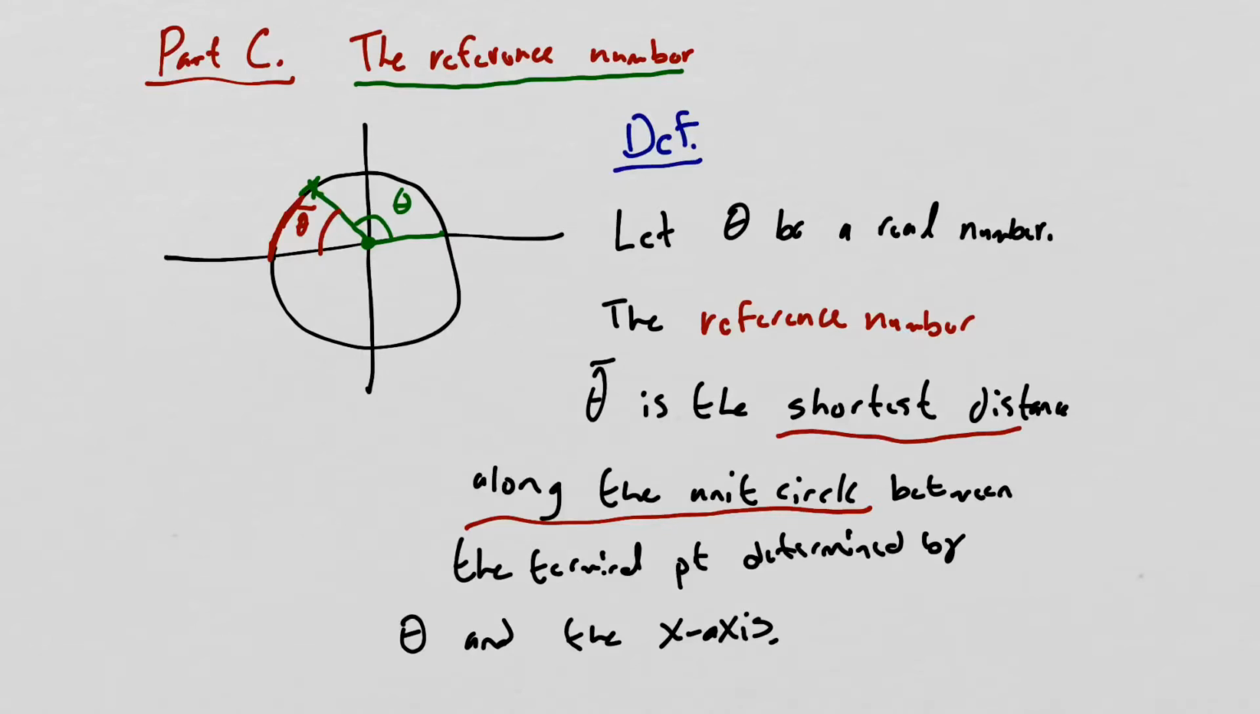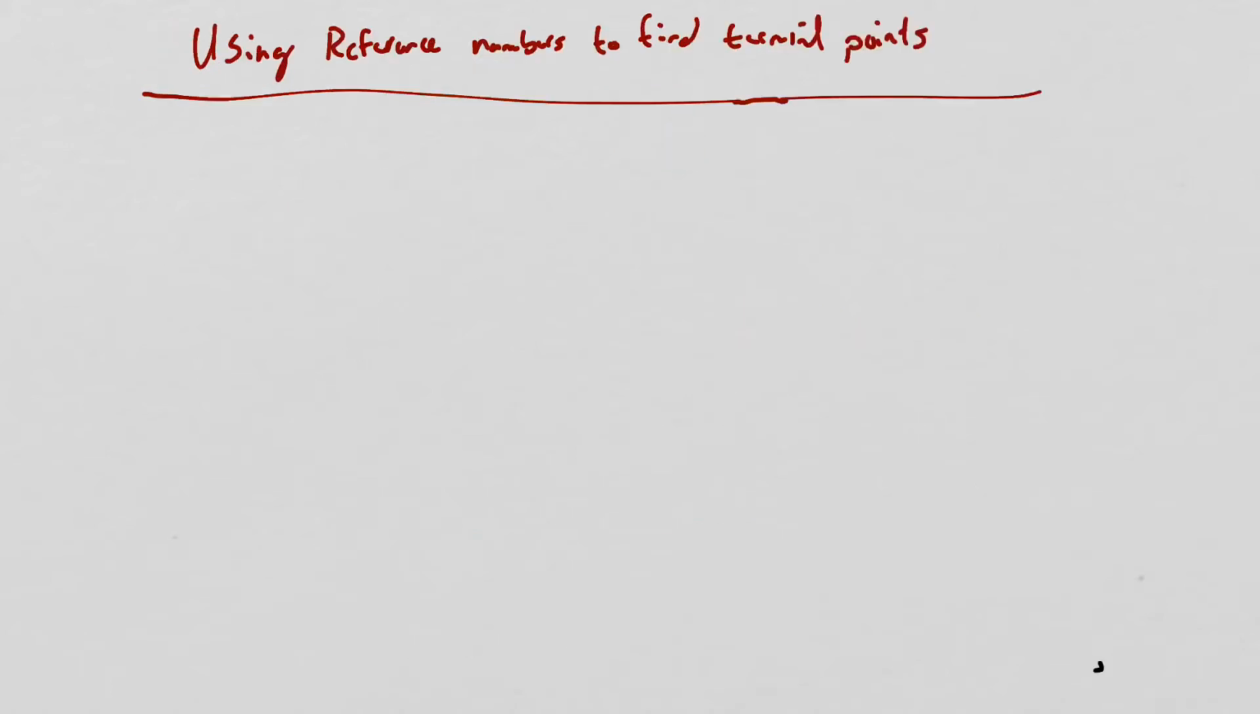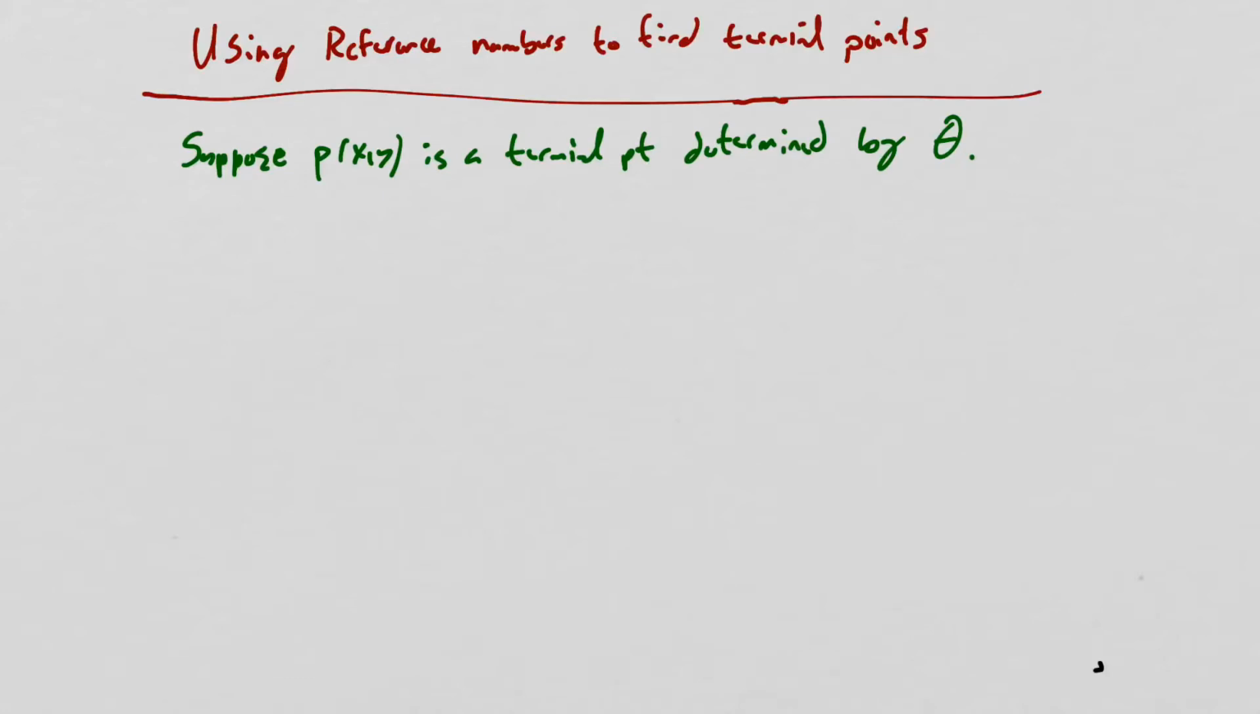Let's now use reference numbers to find terminal points. We'll first describe a method for how to do this. This method is an update of the previous method only in terms of language. First, suppose we're given a terminal point that's determined by an angle theta. Then we need to find the reference number theta bar.